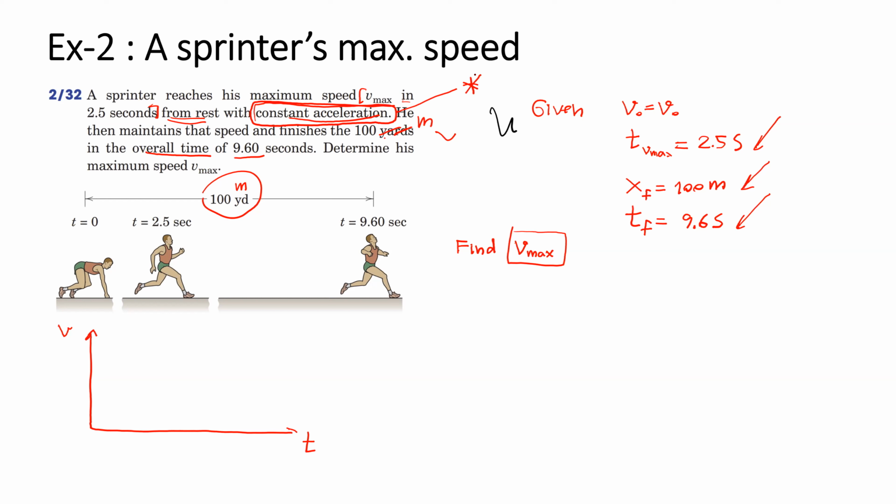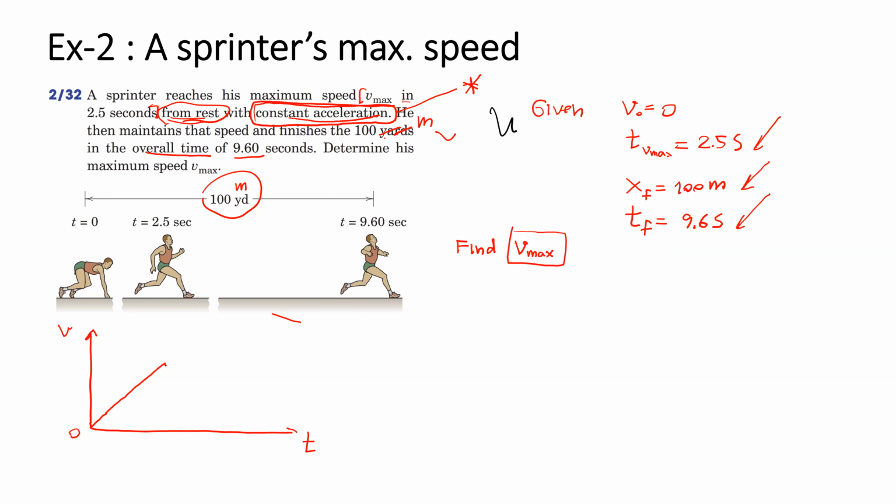which means if we plot the speed by time, the sprinter begins from v0 equal to 0, starting from rest with a constant acceleration. Constant acceleration means the slope of the velocity against t is a constant, a linear profile like this.